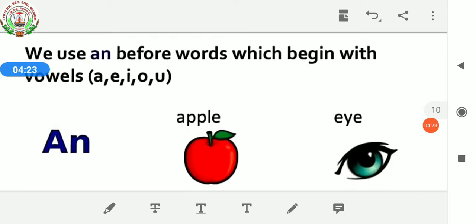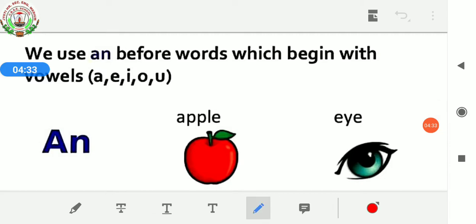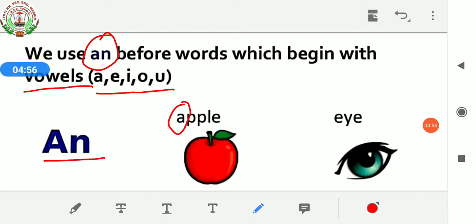Look at this. What is written over here? We use an before words which begin with vowels A, E, I, O, U. Like for example, an apple. Okay, in the word apple, A-P-P-L-E, apple, A is the starting letter. So we know that A is a vowel, so we have to use an before a vowel.